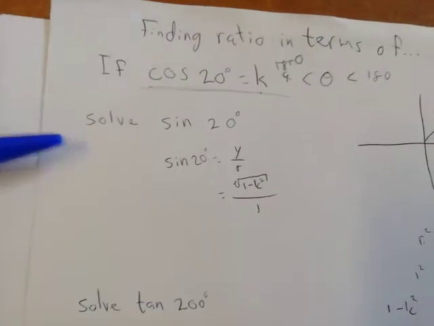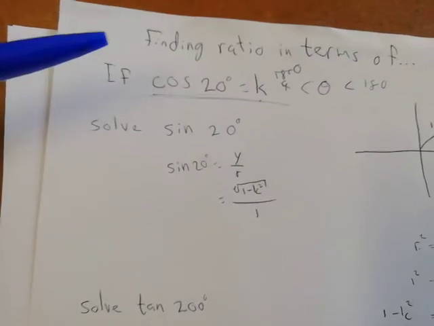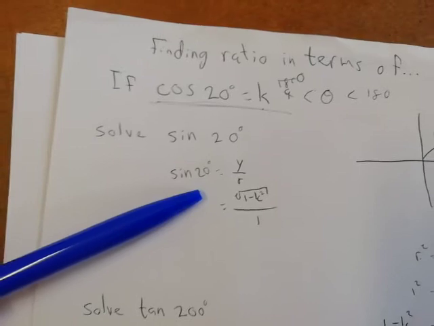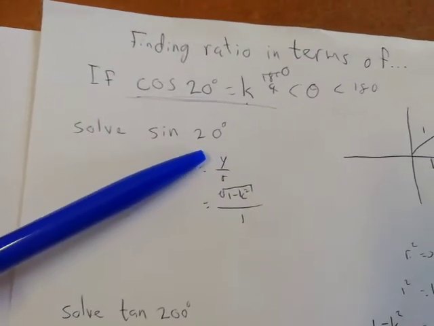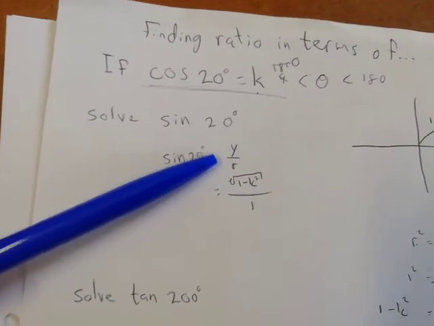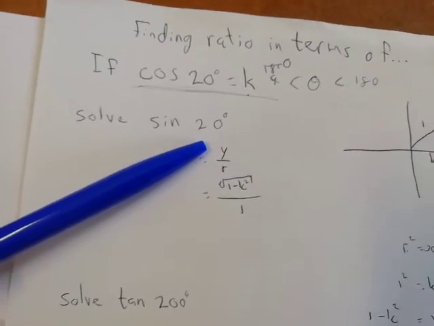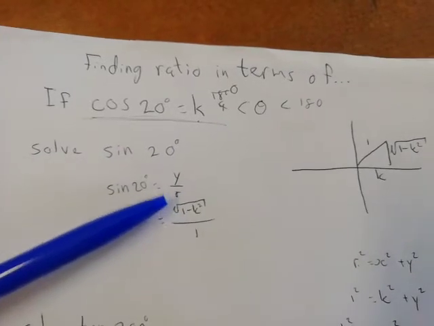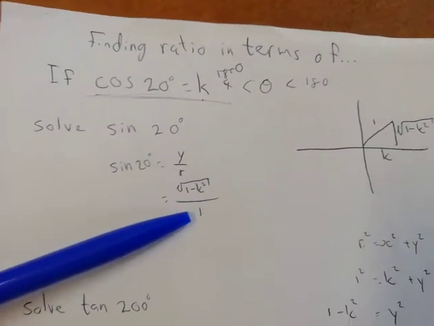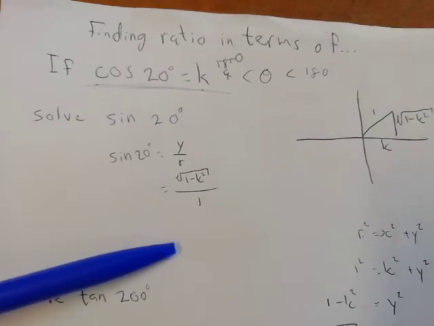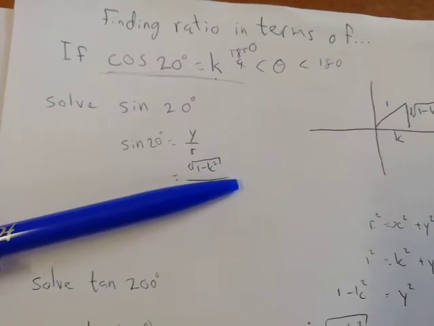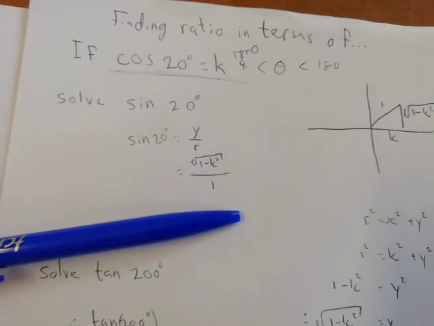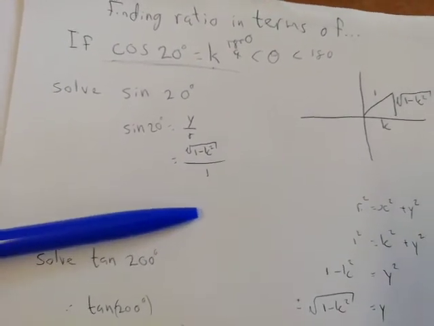And then they will tell you to solve sine 20 degrees in terms of k. So you start with sine of 20 degrees is opposite over hypotenuse, y over r. Your y is square root of 1 minus k squared over your r, which is 1. You can then rewrite it as square root of 1 minus k squared, or leave it this way and then write it again.